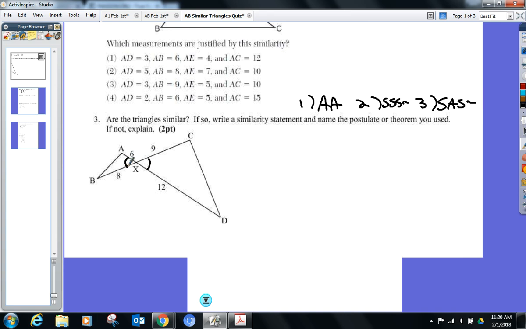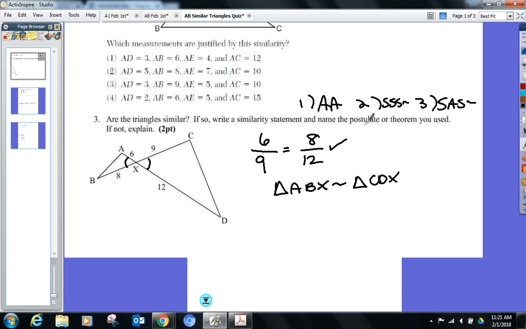All right, so let's check. The 6 could correspond with, I don't know, let's flip it over, the 9, right? Is that the same as the 8 matching up with the 12? Are those 2 ratios equal to each other? Yes, they are. 72 equals 72. So the sides are in the same ratio. So triangle ABX is similar to triangle CDX.